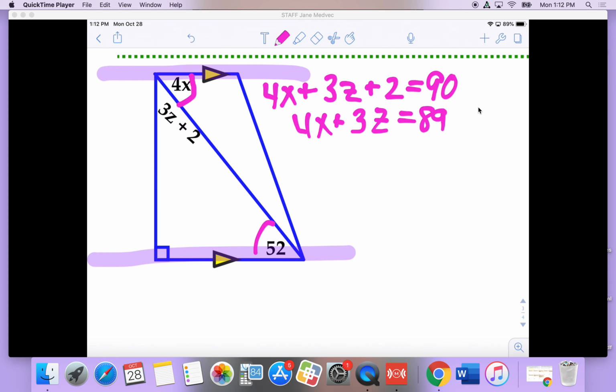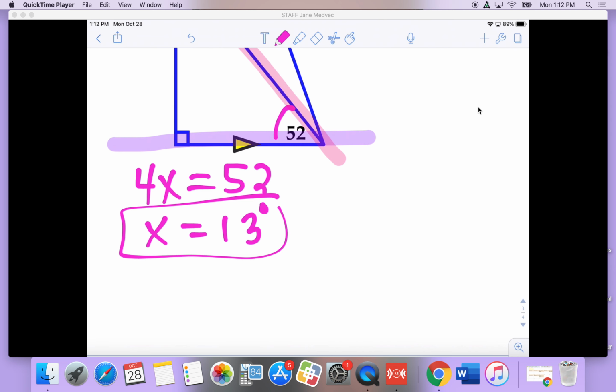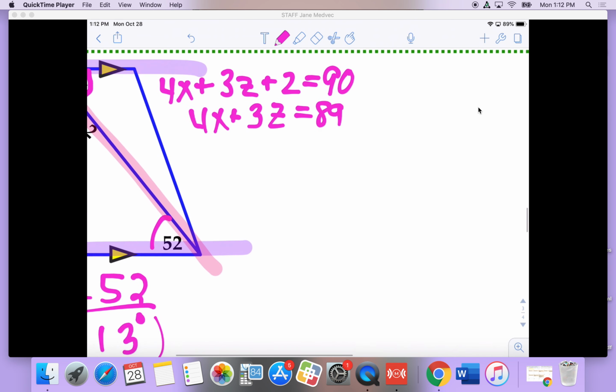What is the relationship between 4x and 52? What type of angles are they? I got parallel lines. I've got a transversal. Here's my transversal. How are 4x and 52 related? Yeah, they're alternate interior. Yep. So 4x equals 52. Divide by 4. X gives me 13. So x is 13 degrees. Now that I know that x is 13 degrees, I can take it and put it in here.